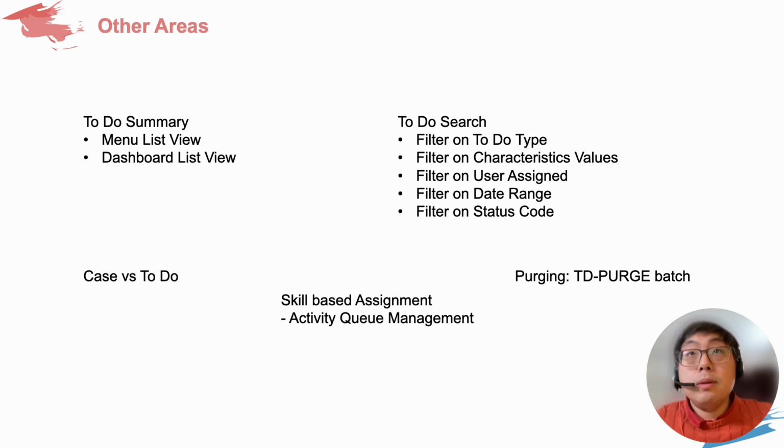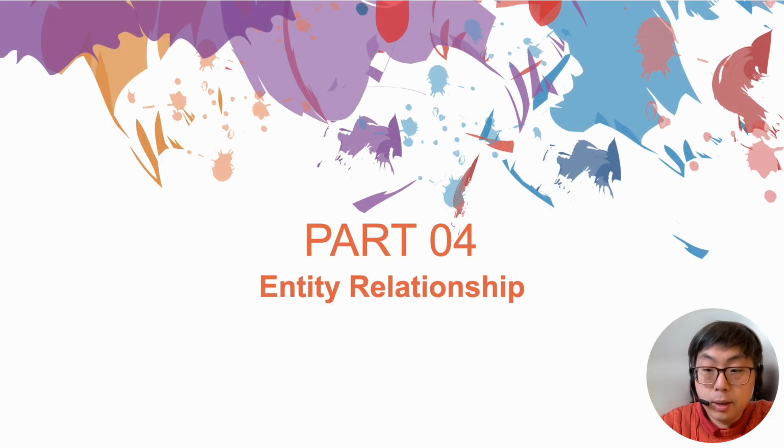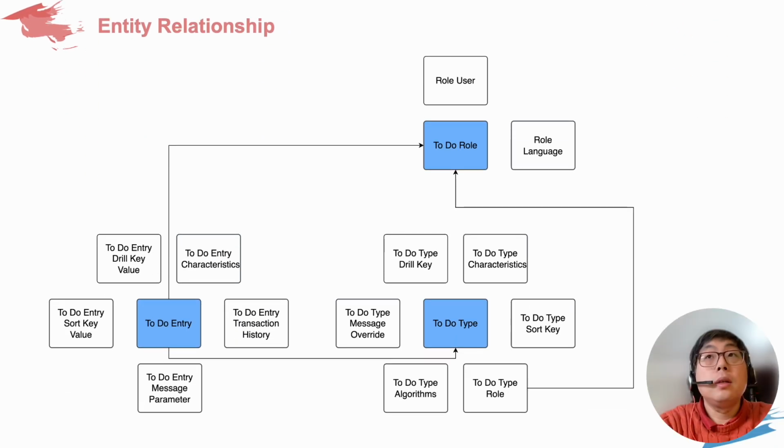Okay, so part 4, let's just look at the entity diagram. If we look at the main entities, they are to-do entry, to-do type, and to-do role. To-do type is where we define the behaviors of the to-do entry. To-do entry is just the runtime entry being created and assigned to the user.